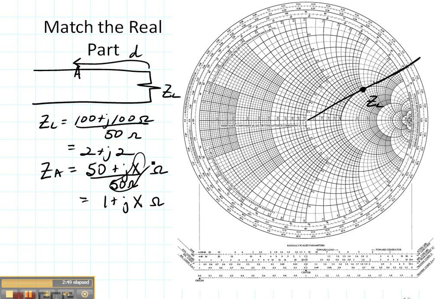Now if I want to be able to get to that value, it means that I'm going to be on the part where the real circle is 1. This is sometimes called the matching circle. I'm just going to draw a circle. It's always the same one. That's where the real part, every place on this circle, is equal to 1. So if I started at my load and I rotated towards the generator, I should be able to reach a couple of points that represent the real part being matched.